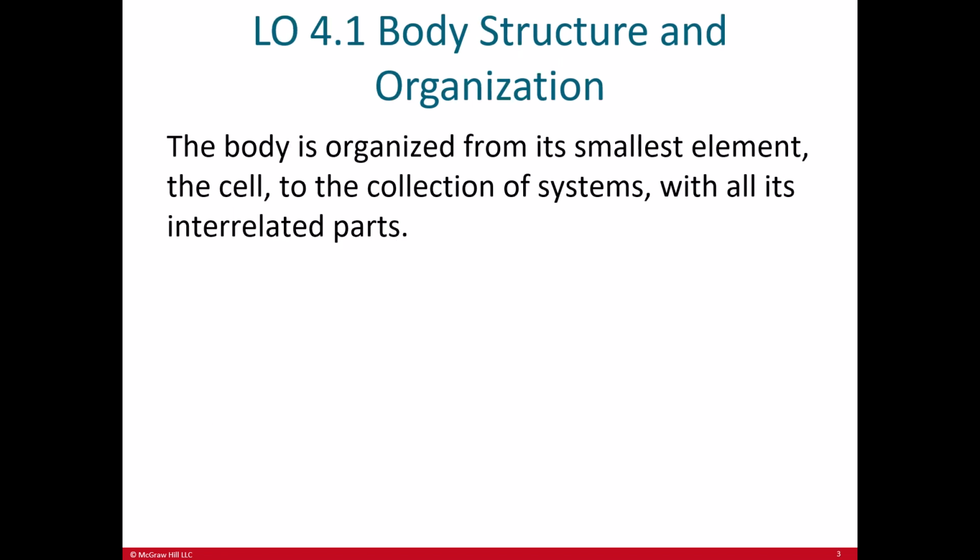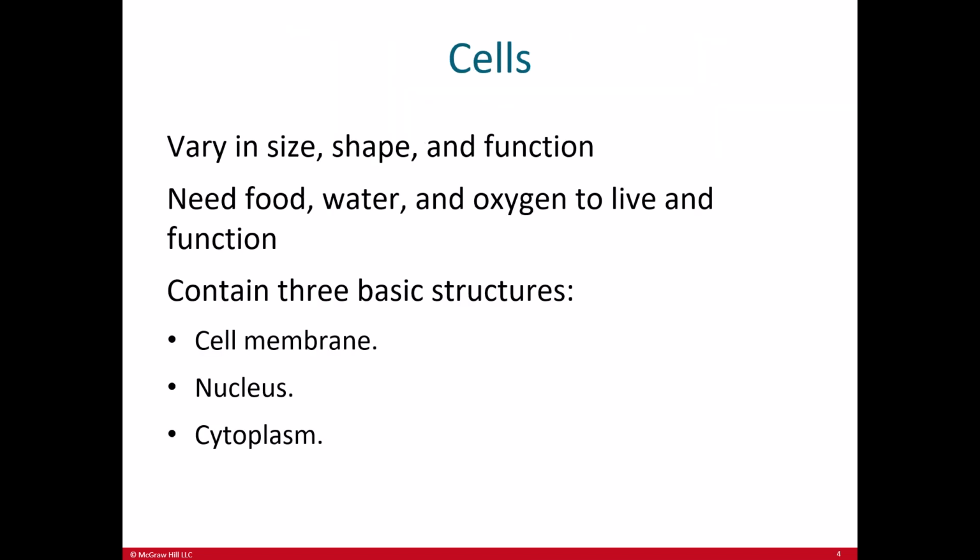All right, let's get started on 4.1, body structure and organization. The body is organized from its smallest element, the cell, to the collection of systems, with all its interrelated parts. Cells vary in size, shape, and function. They need food and water and oxygen to live and function. It's a living organism. It contains three basic structures. You need to know this. It has the cell membrane, the nucleus, and the cytoplasm.